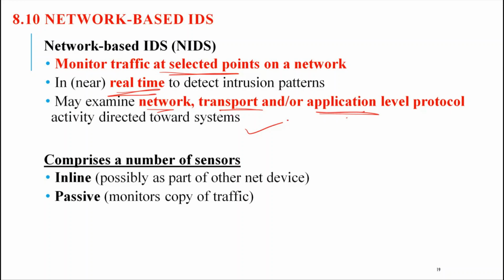If you go for the network based, you are going to use the sensors. There are three different components we discussed: sensors, analyzer, and graphic user interface. For sensors, there are two different types available. One is the inline sensor, and the second one is the passive sensor. What is an inline sensor? What is a passive sensor? We can see it in the next slides.